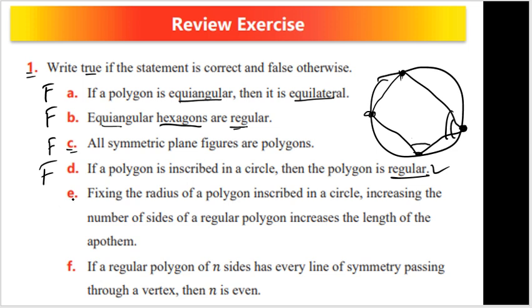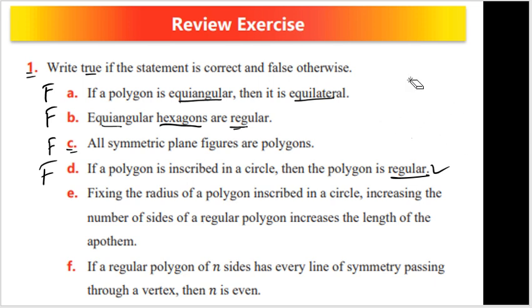When you go to E, fixing the radius of a polygon inscribed in a circle, increasing the number of sides of the polygon increases the length of the apothem. That is true. E is true. What does it mean? Imagine two circles. Let's take it to the next page and let us see it.